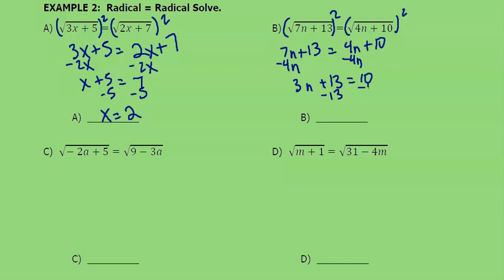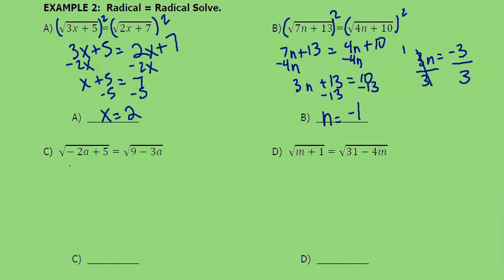Subtract 13 from each side. And then you get 3n equals negative 3. Divide each side by 3, the number in front of the variable. And then you get your solution, n equals negative 1.